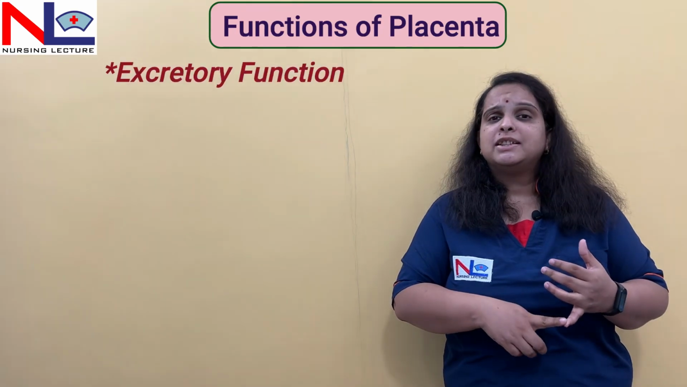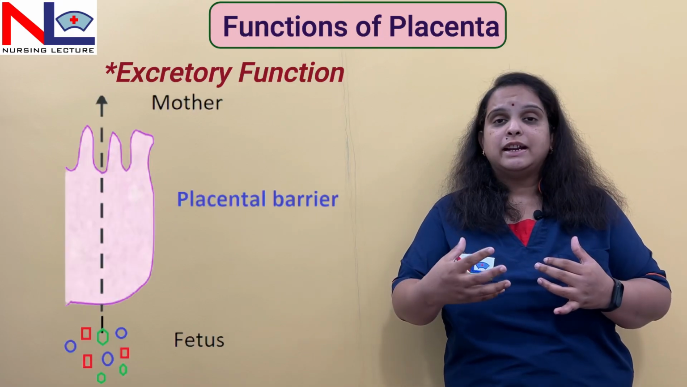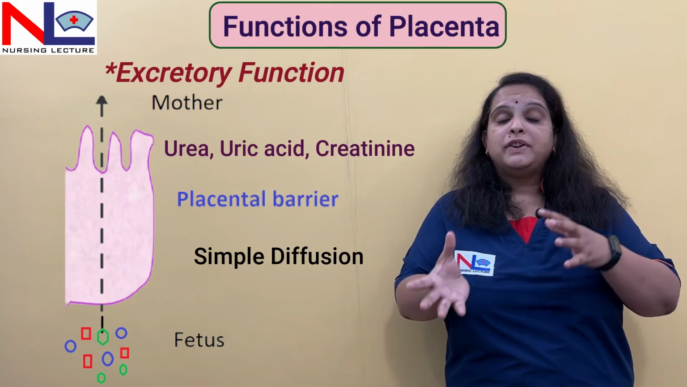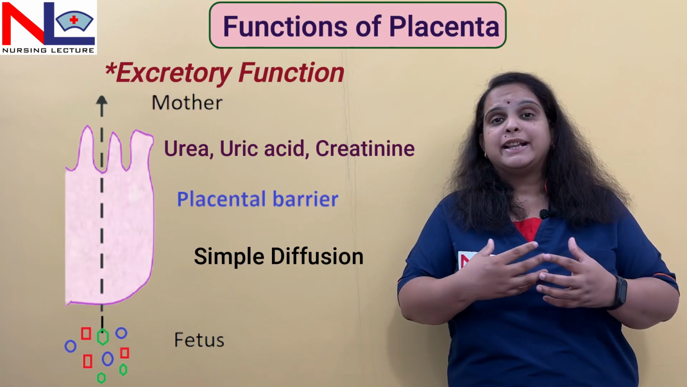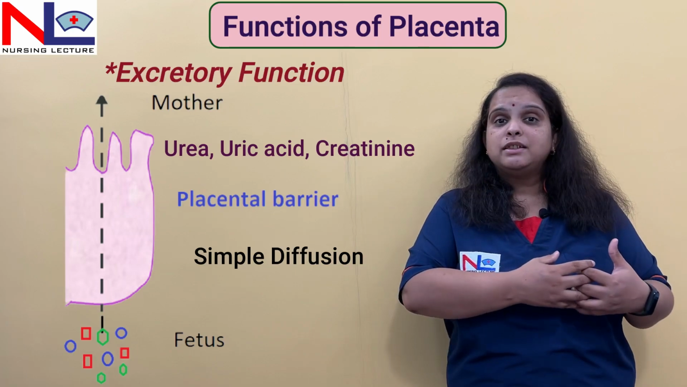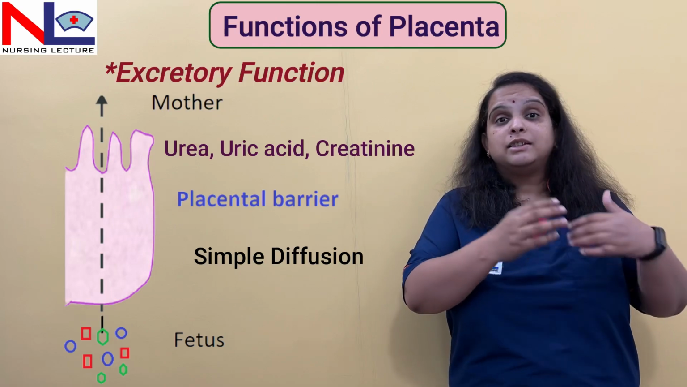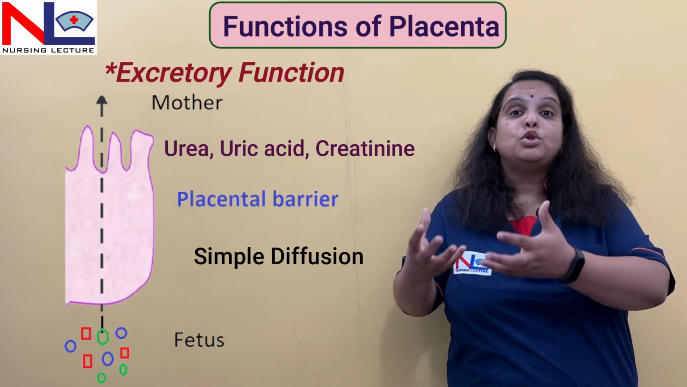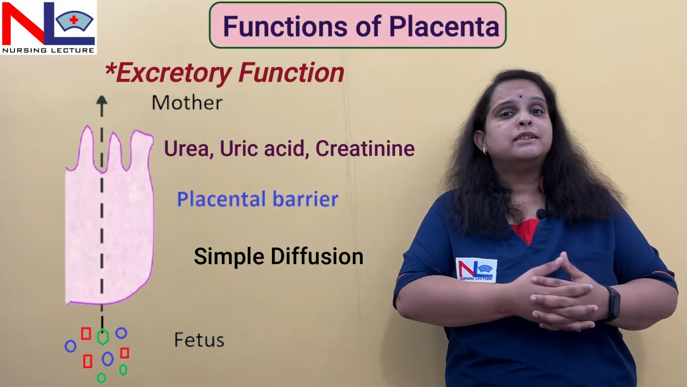The next function is the excretory function, where all the metabolic waste of the fetus, that is urea, uric acid and creatinine, all move from the fetus toward the mother, because again the fetus is not able to excrete all its wastes. As the mother already excretes its waste, the concentration of these metabolic wastes is not as much as it is in the fetal body. So the concentration of all waste is more toward the fetus and it is low in mother's blood. Thereby the mother can excrete all this waste.